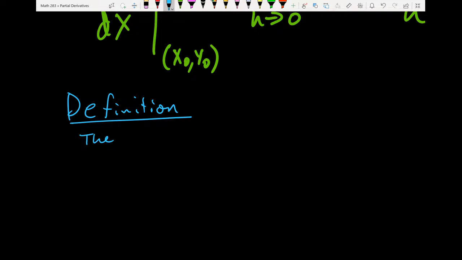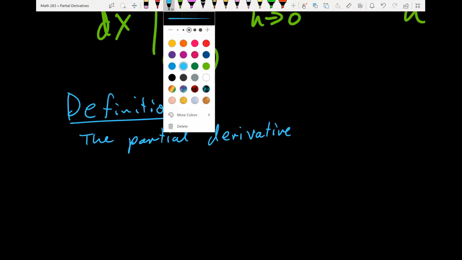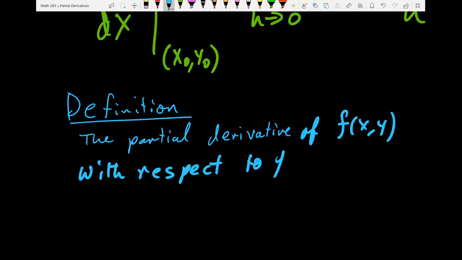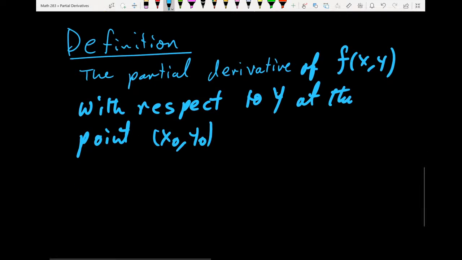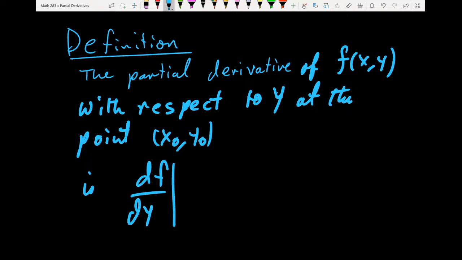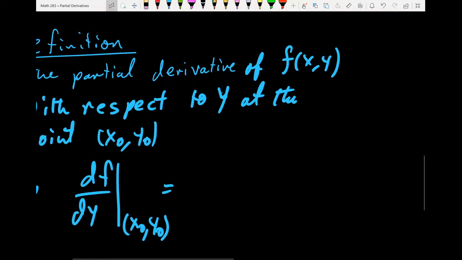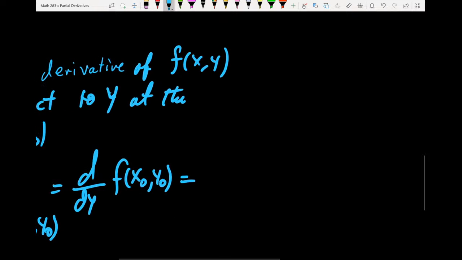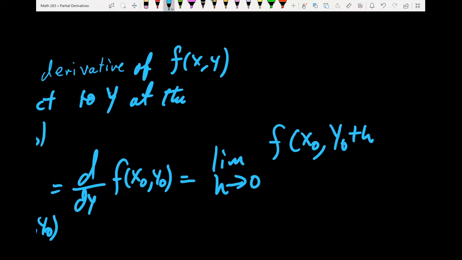Definition: the partial derivative with respect to y at the point x naught y naught is limit as h goes to 0 of f of x naught, y plus h. We're just looking at the y part.